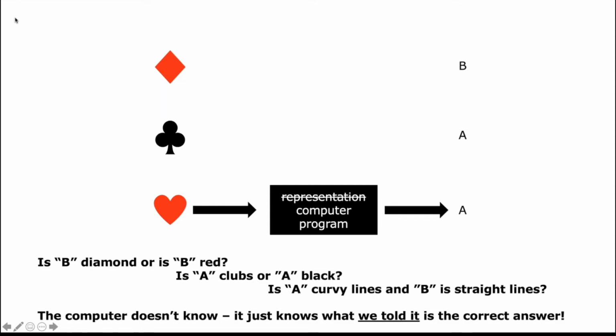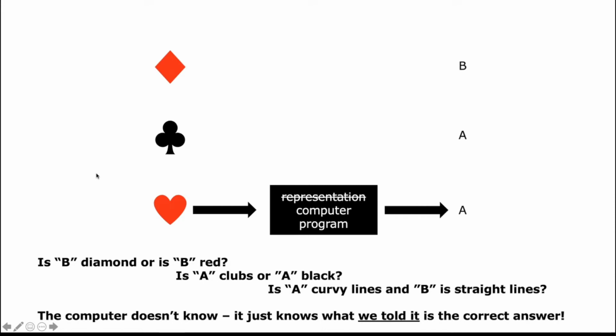So again, we didn't specify anything real here. We just gave it answers. So does B mean that, was my intention as the human designer of the test that B is diamonds, or did I mean that B is actually red? Similarly, did I mean A is clubs? Did I mean A is black? Or there's other things too. Is A just curvy lines and B is straight lines? Because this has straight lines here and this has curvy lines. I don't know. And that's the point.